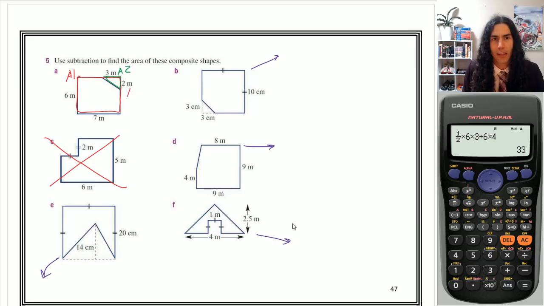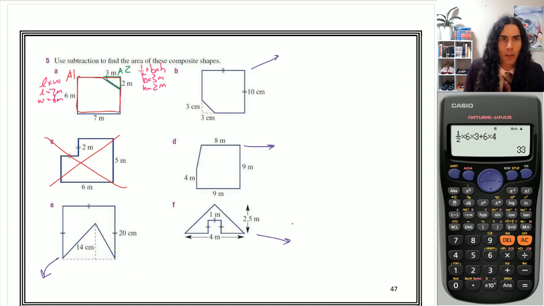So area equals, well, no, I'm going too fast. Slow down. What's the formula for the area of a rectangle? Length times width, where the length is 7 meters and the width is 6 meters. Triangle, how are we going to do that? Half times base times height, where the base is 3 meters and the height is 2 meters. Everything's in meters. Good to go. Writing out area equals A1 minus A2. That's the first step. Then it's 7 by 6 minus half times 3 by 2.